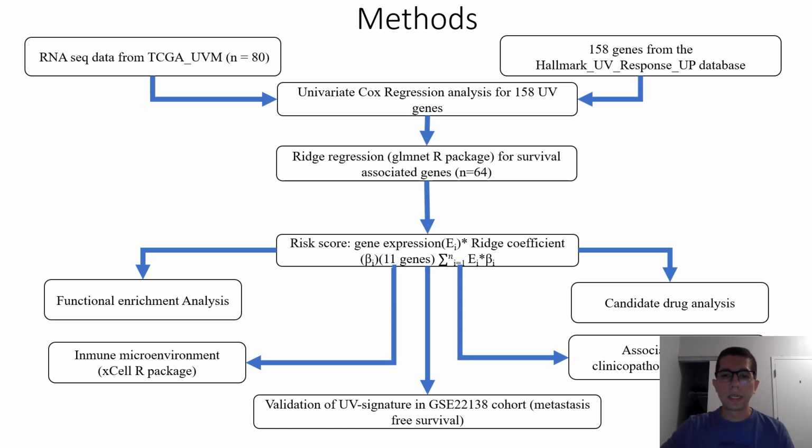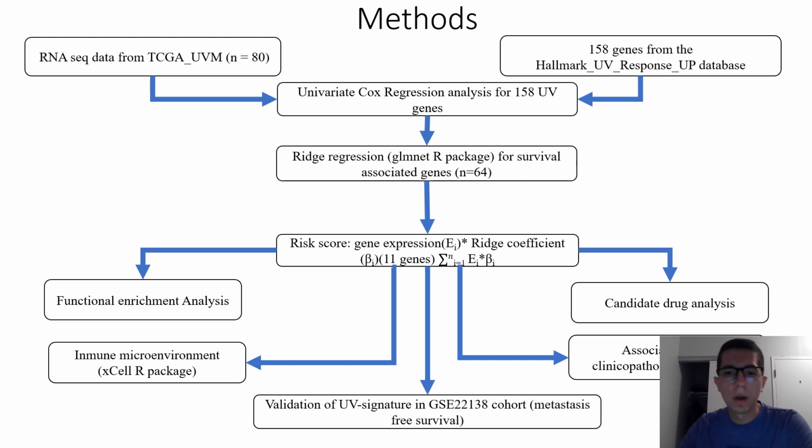So this is the method section. Basically, we downloaded the RNA-seq data from the TCGA corresponding to the uveal melanoma cohort, which is around 80 patients. We also downloaded a 158 gene list from the Hallmark UV Response UP database, and we performed a univariate Cox regression analysis for these genes.